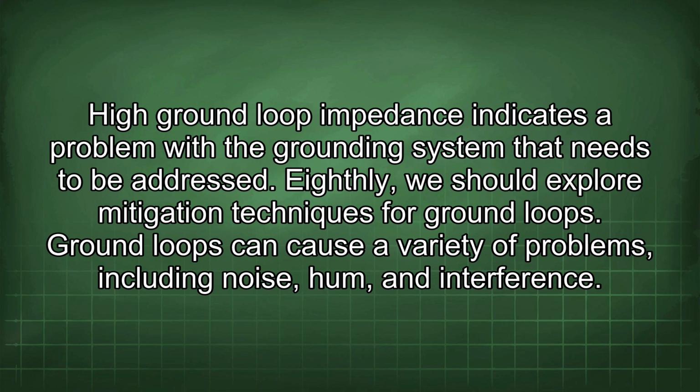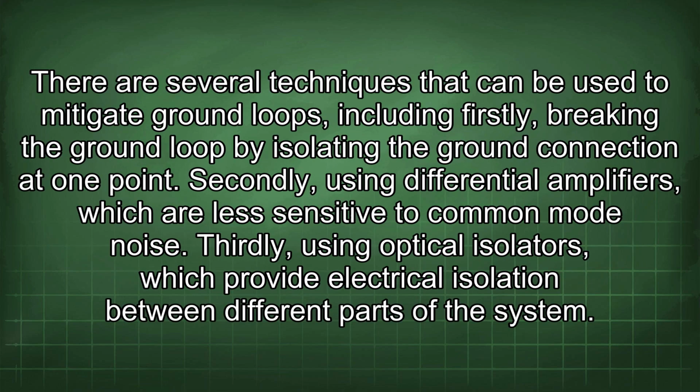Eighthly, we should explore mitigation techniques for ground loops. Ground loops can cause a variety of problems, including noise, hum, and interference. There are several techniques that can be used to mitigate ground loops, including firstly, breaking the ground loop by isolating the ground connection at one point. Secondly, using differential amplifiers, which are less sensitive to common mode noise. Thirdly, using optical isolators, which provide electrical isolation between different parts of the system.